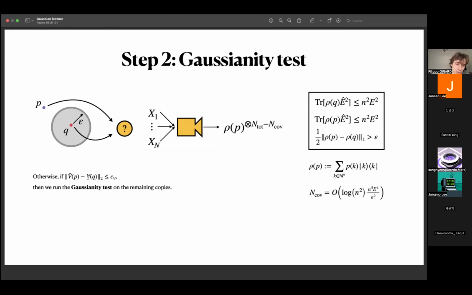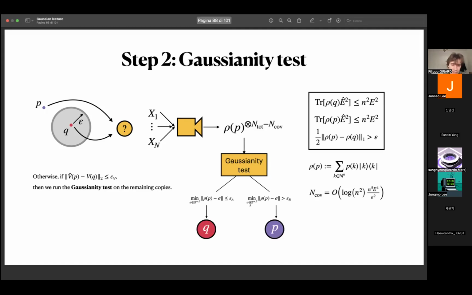Okay, if the estimator was at least epsilon v far from the expected covariance matrix when you have Q, then, okay, we already said, no, it cannot be Q. So we already gave an answer to this testing problem. But what if they are close? So they look the same. Shall we say that it's Q? Well, it depends. We now run the Gaussianity test, and according to the outcome of the Gaussianity test, so either rho p is epsilon a close to the set of mixed Gaussian states, or it's epsilon b far from the set of Gaussian states, we state Q or P as the answer to this testing problem. And why can we say that this would correctly answer this testing problem with high probability?